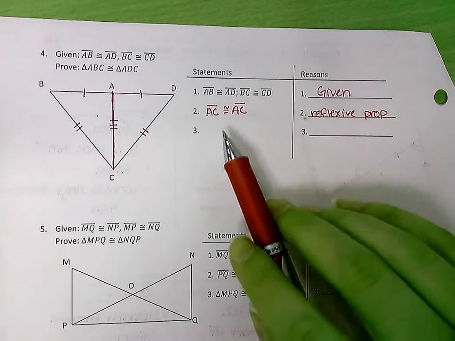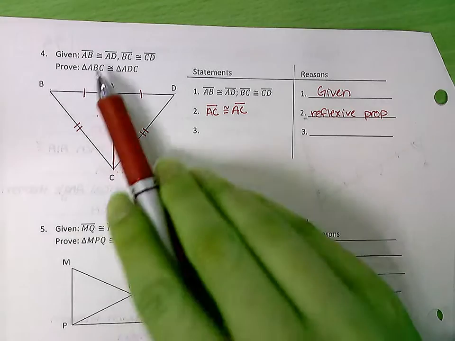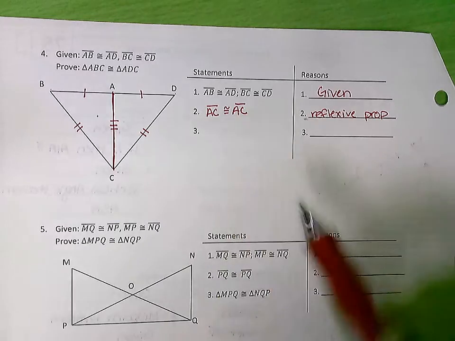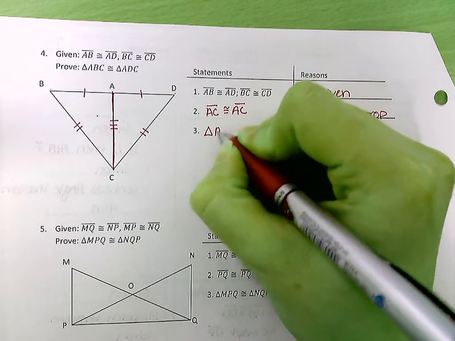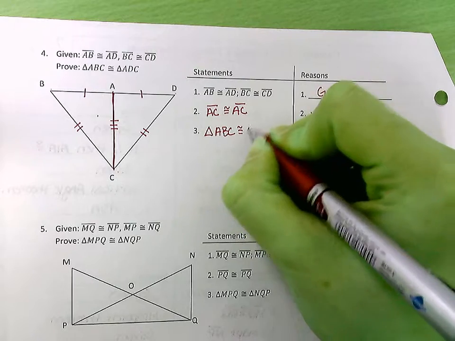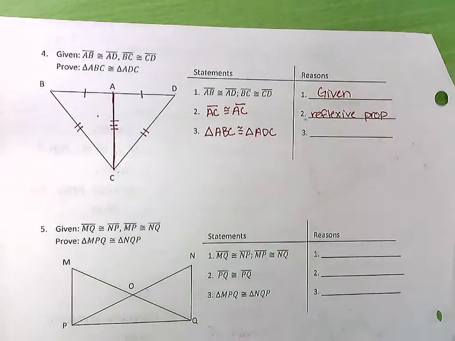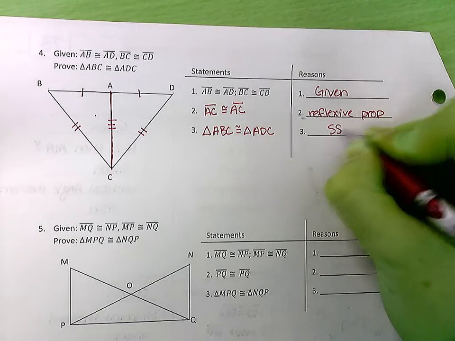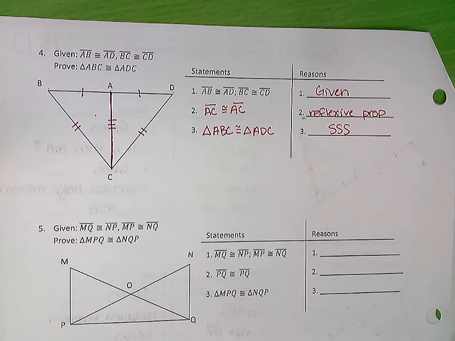Now I can prove my triangles are congruent. My triangles that are congruent are here. That needs to be your last statement. So we have triangle ABC congruent to triangle ADC. What's my reason for saying those are congruent? Side, side, side. Questions on 4? All right, I want you guys to do 5 and 6.